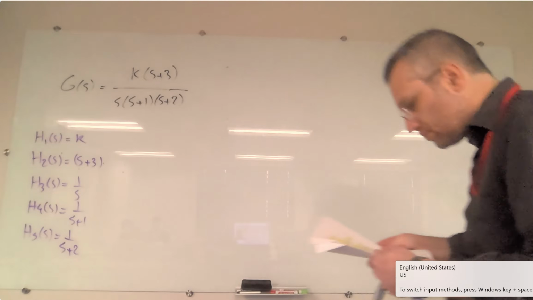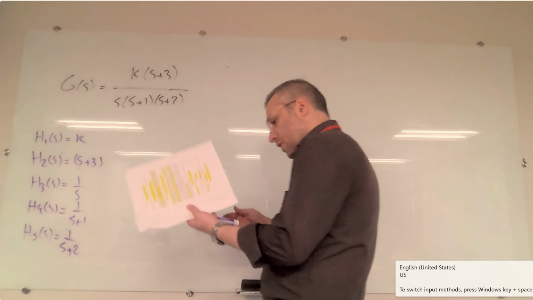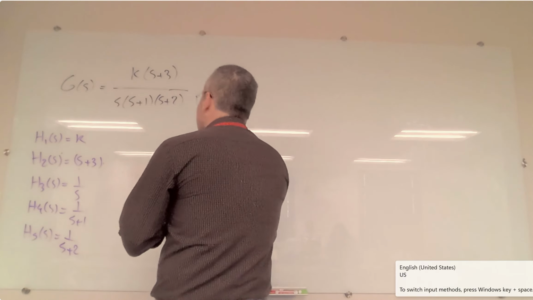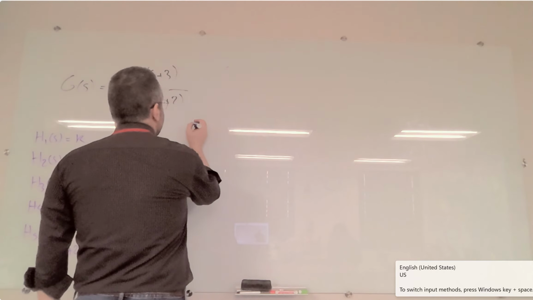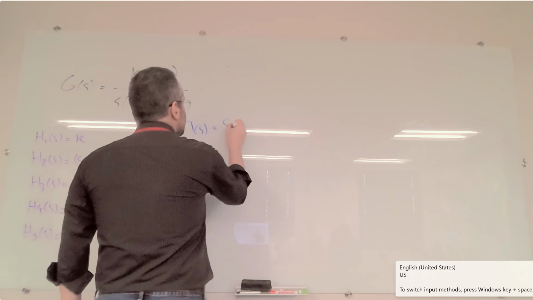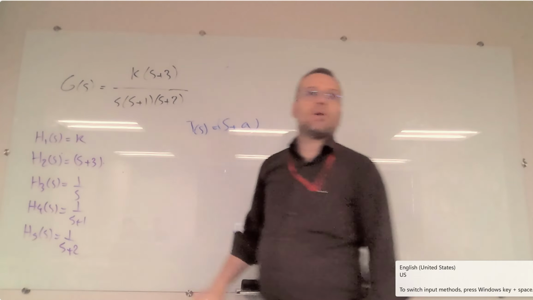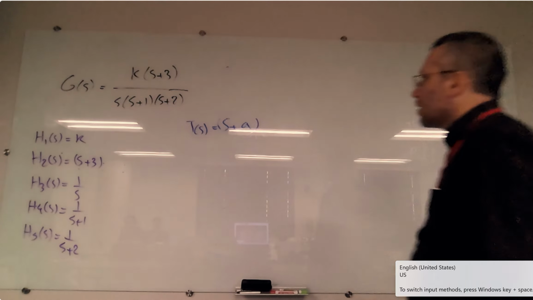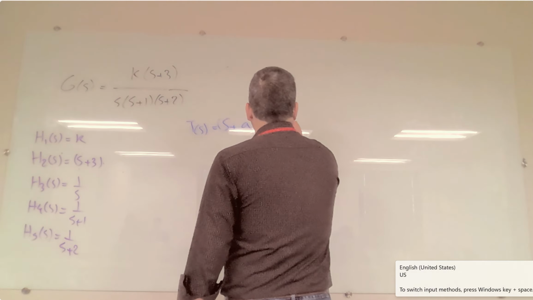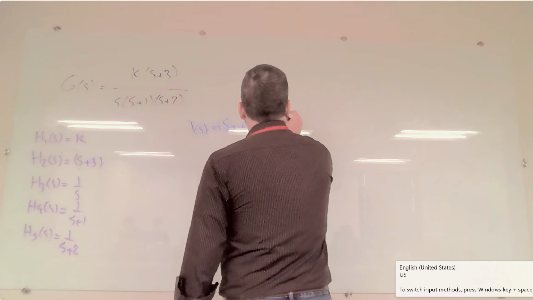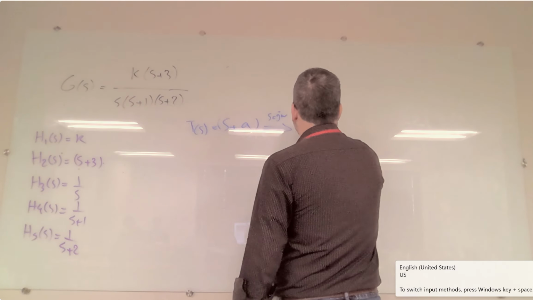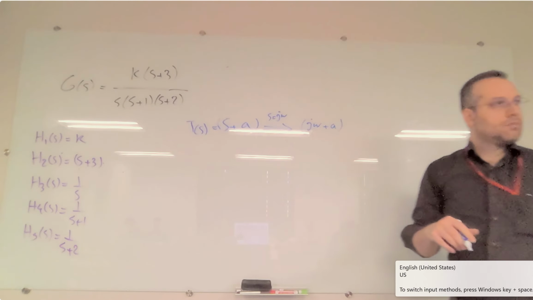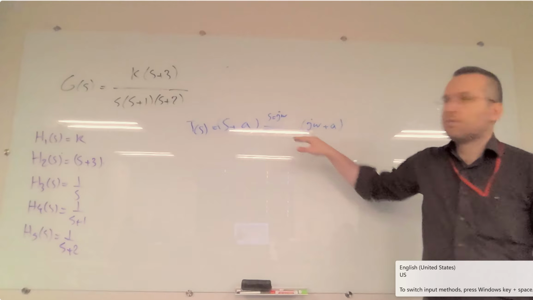Now, let's go over it. What if I have a transfer function with a general form of s plus a this time? What happens if I have such a transfer function? Now, first of all, my frequency domain function would become j omega plus a, correct? Are we good so far?